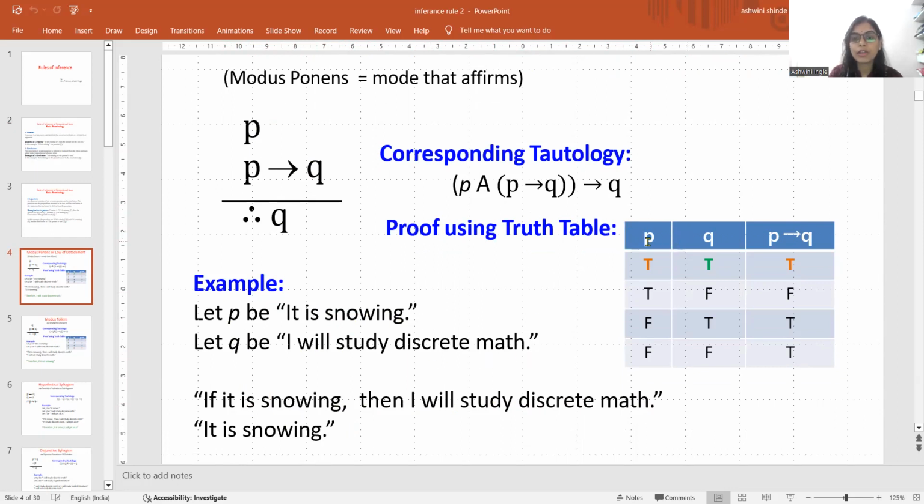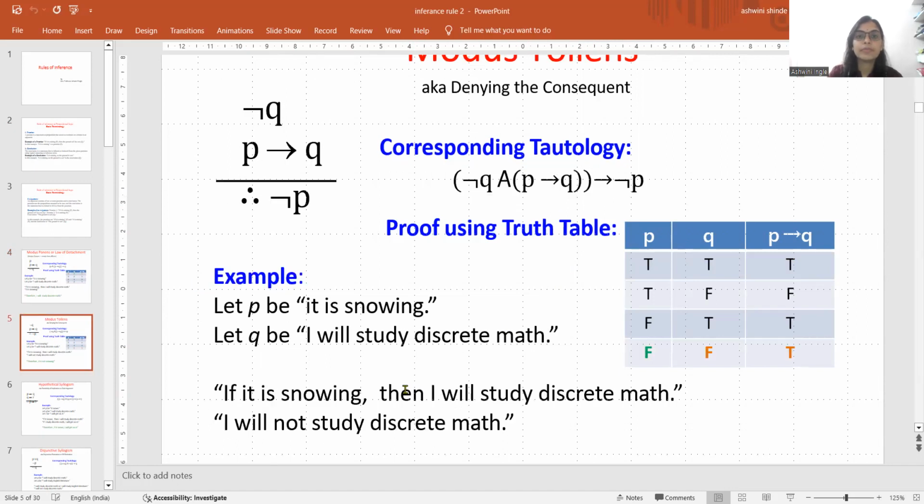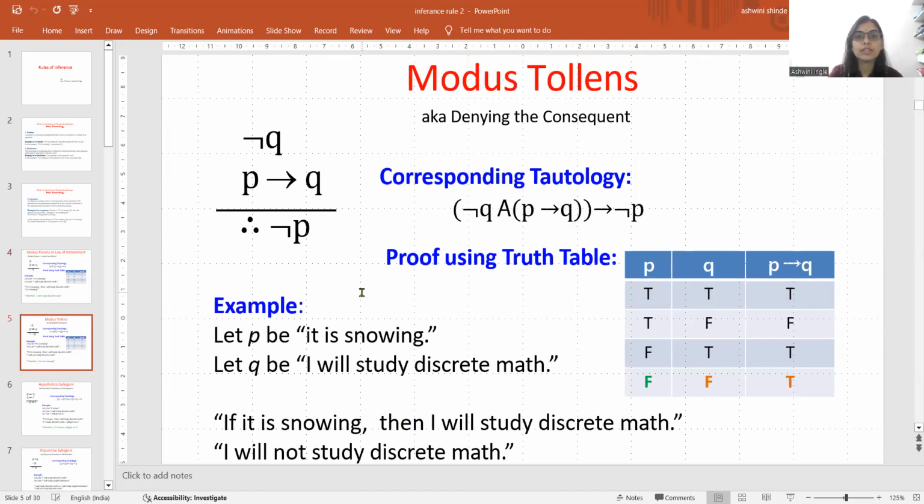Using the truth table, if your two premises, P implies Q and P, are true, then Q becomes true. This corresponds to the tautology: P and if P then Q, then Q. Okay, so we move on to the next slide. The next rule is the modus tollens rule. Here again two premises are there.